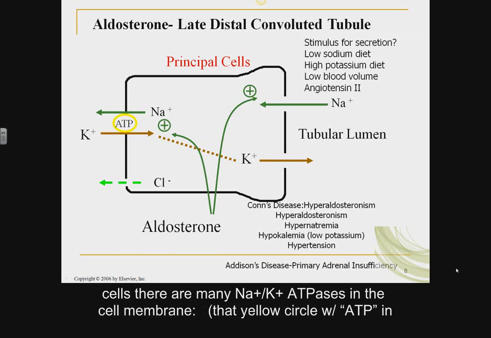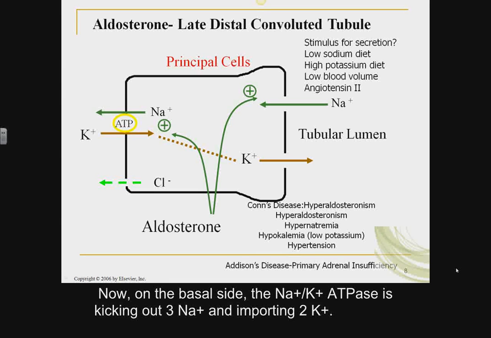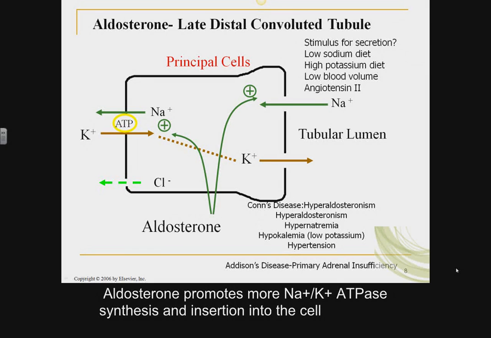In the principal cells, there are many sodium-potassium ATPases in the cell membrane. That's shown on this picture as the yellow circle with ATP in the middle. That represents our sodium-potassium pump. And these pumps are found in the basal and lateral cell membrane. Now on the basal side, the sodium-potassium pump is kicking out 3 sodium and importing 2 potassium.